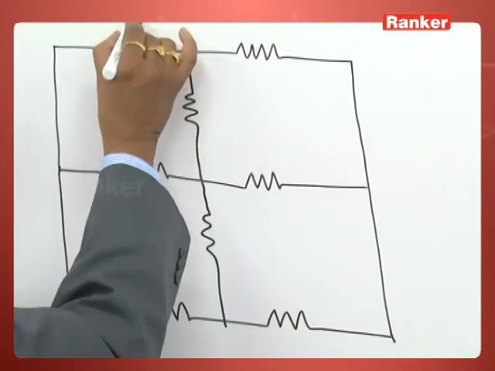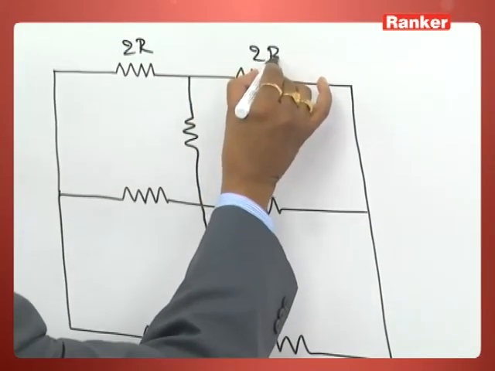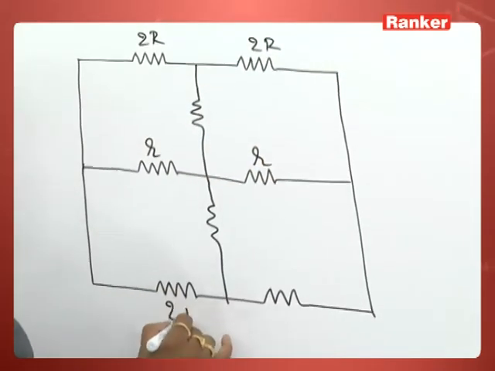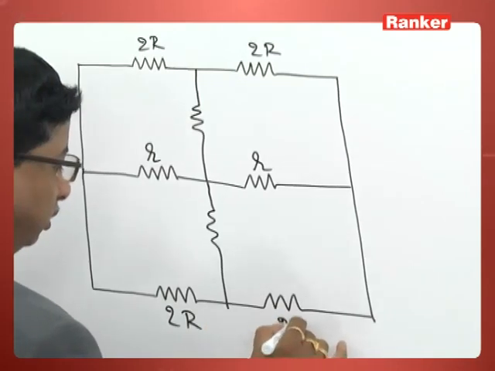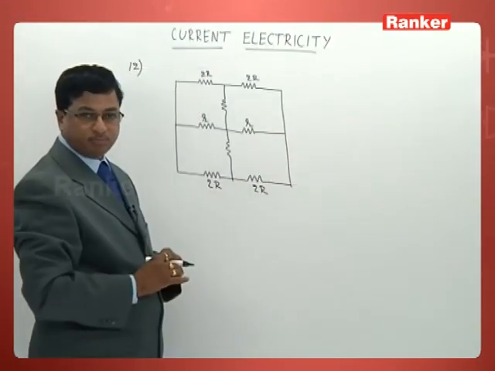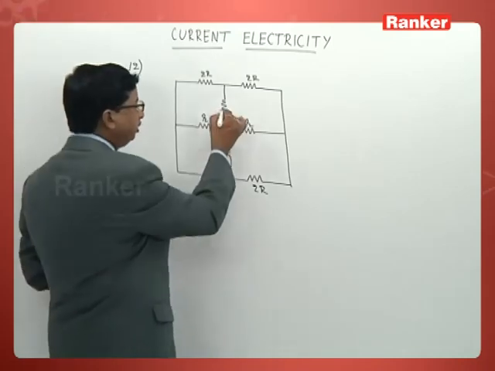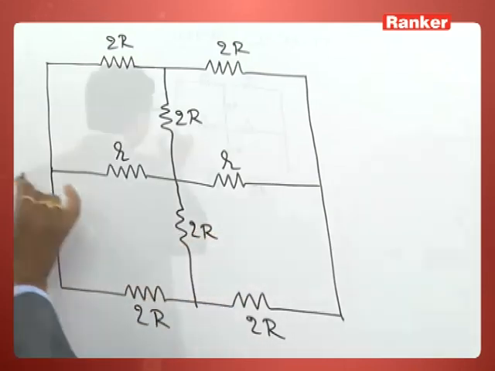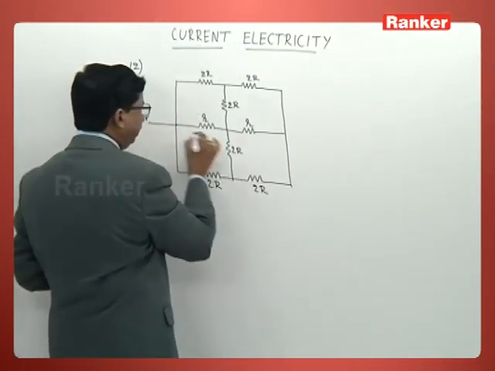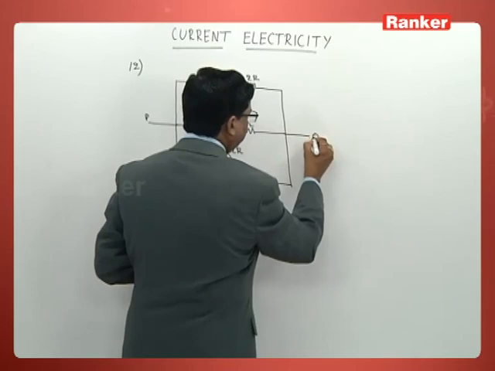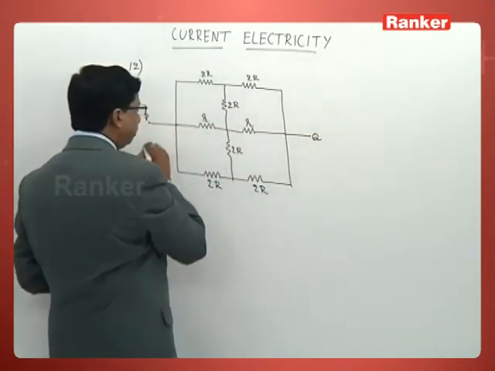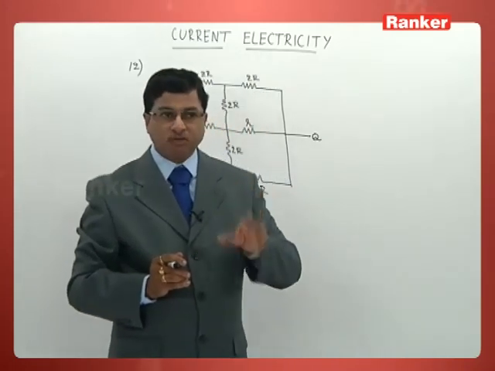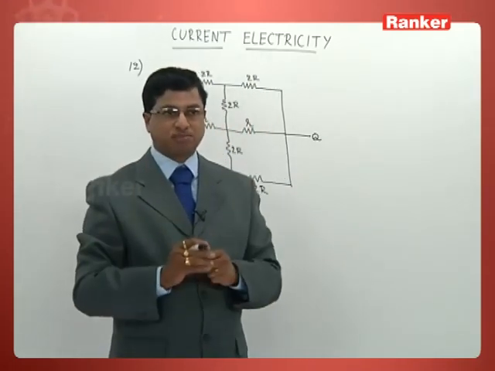This is given as R, this is R, this is R, this is R, this again is R, this again is R. And of course he has mentioned here this value is 2R, this value is 2R, this one is P and this one is the point Q. Across these 2 points we just have to calculate what is the effective resistance of the circuit as such.